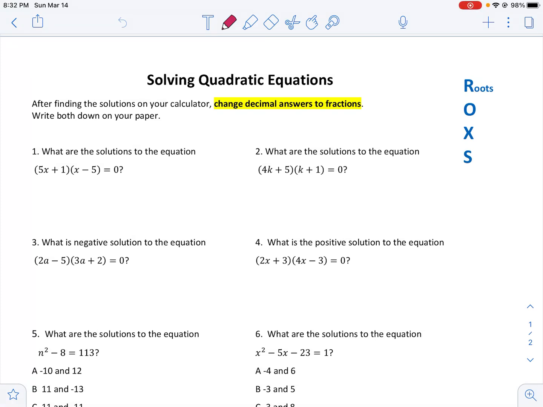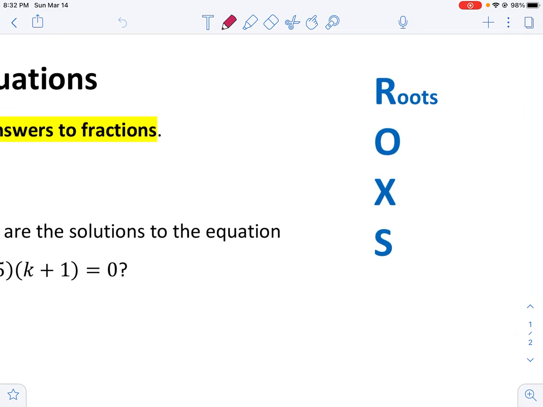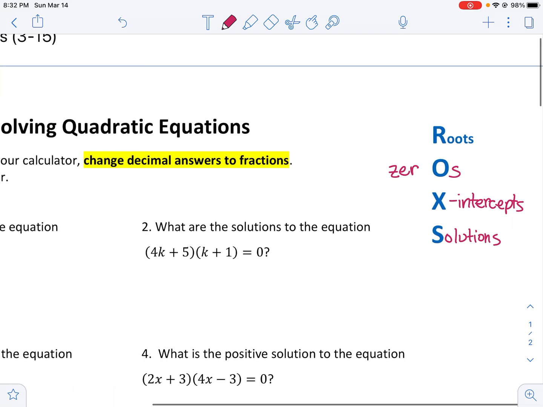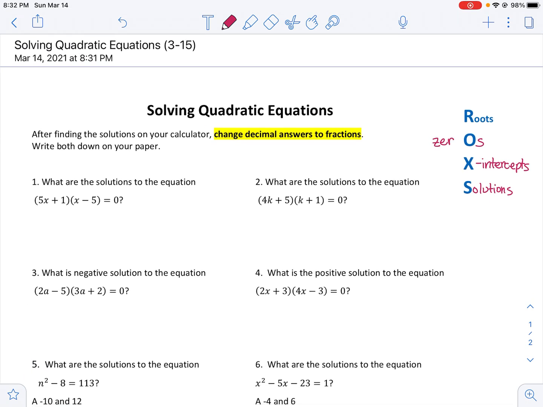Today we're going to be solving quadratic equations. So we have a little acronym, ROCKS. It stands for roots, zeros, x-intercepts, and solutions. All four of these words mean the exact same thing, and they're all the x-intercepts, all the x-zeros, and it's what we're solving for when we're solving a quadratic equation.